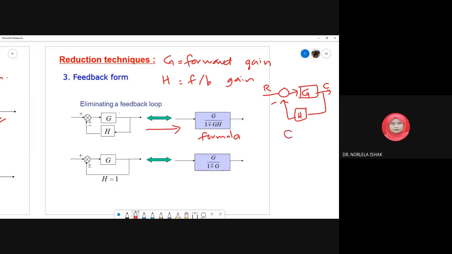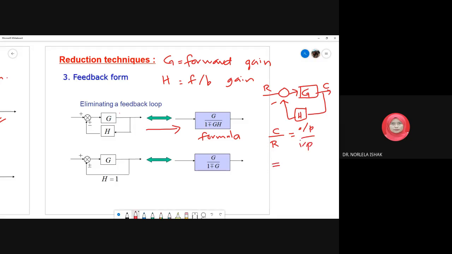Okay, we want to define the transfer function. Let's say R is the input, C is the output. So the transfer function ratio is C over R. Output over input is the ratio of the transfer function. Okay, output over input equals what?